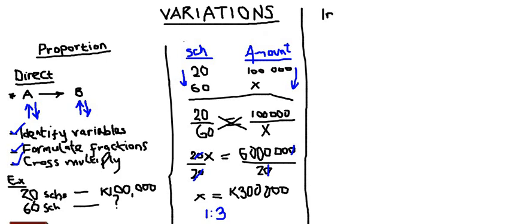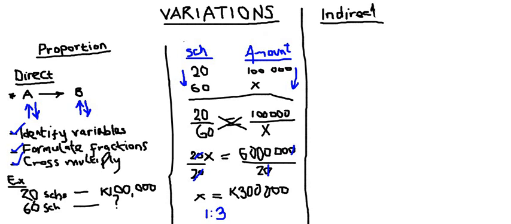So it's not like direct proportion where when you record an increase in one variable, there will be an increase expected in the other variable. For indirect proportion, it's the reverse, which means when you are increasing one variable, you are going to decrease the other variable. There is going to be a reduction in one while there is an increase in the other.